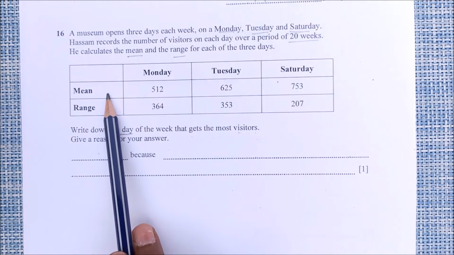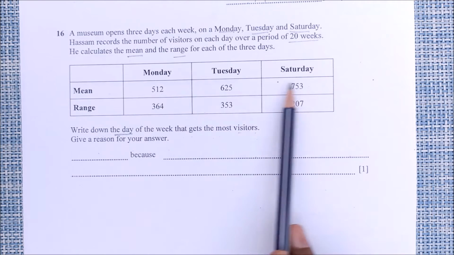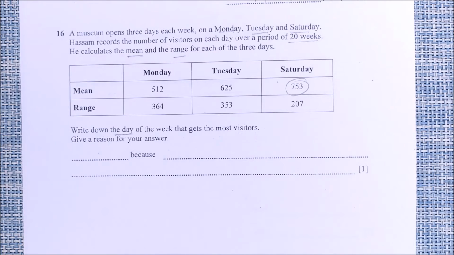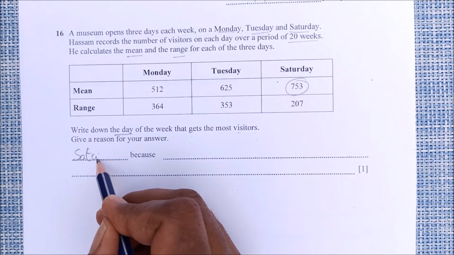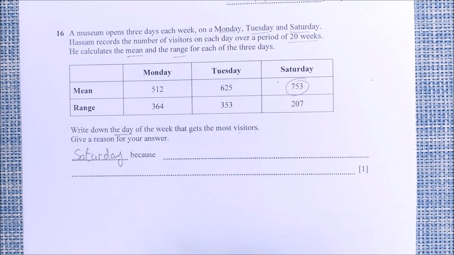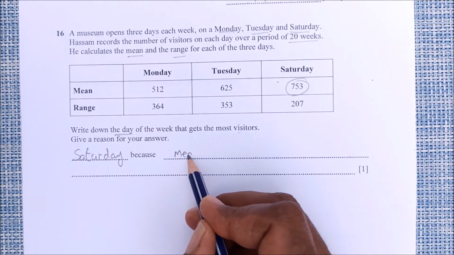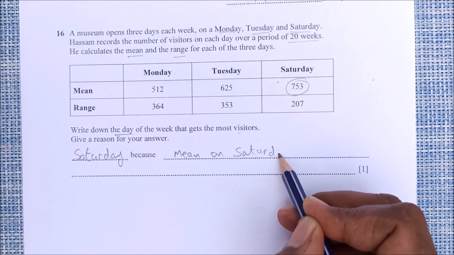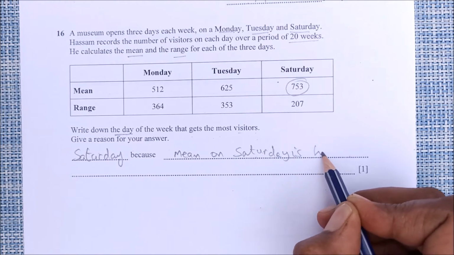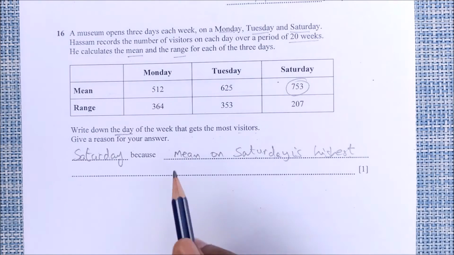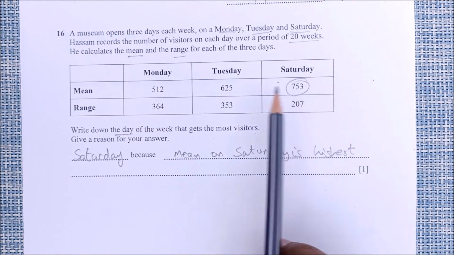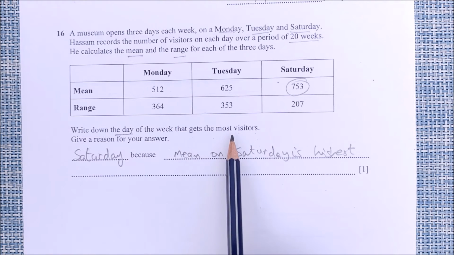So if we see in the mean, what day we have the maximum visitors, it is 753. So we will just put Saturday here. Why? Because we can say the mean on Saturday is highest. Don't compare it with the range, because range will give you the difference in that. What we need is the maximum number of visitors, so we will just use the mean.